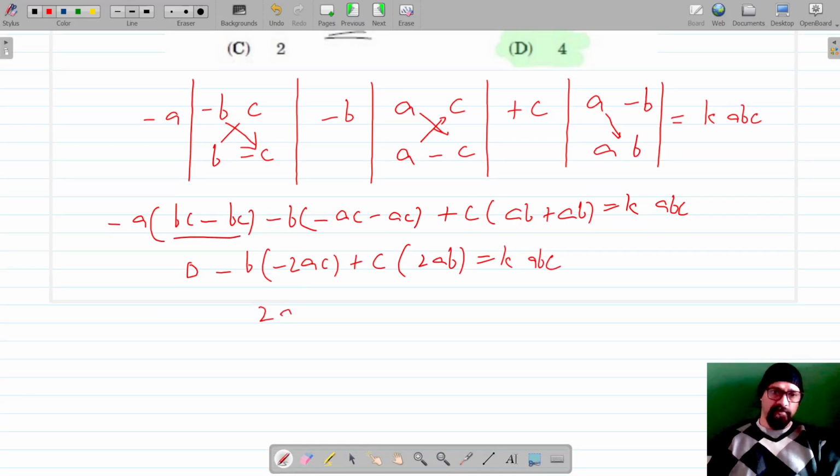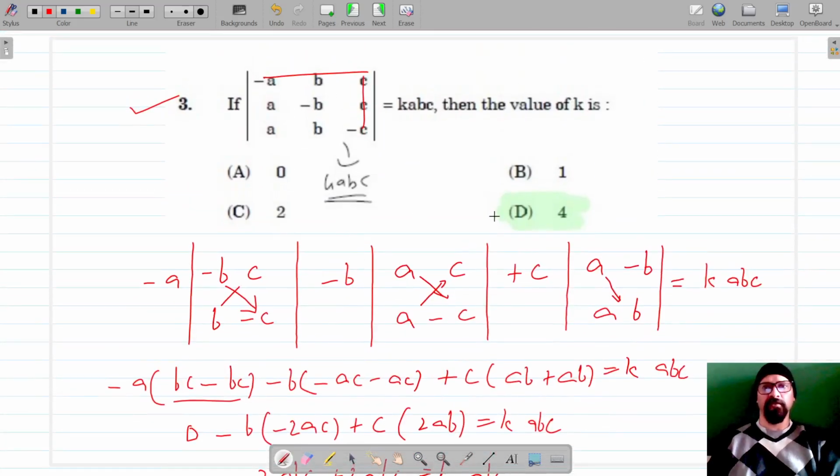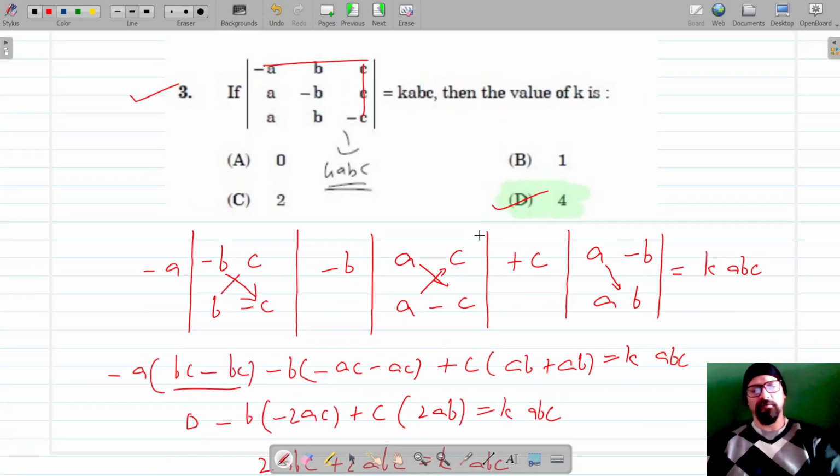So this is now 2abc plus 2abc is equal to k into abc, which is 4 times abc equal to k into abc. This gets cancelled, and the value of k is 4. So D is the correct answer. Moving on to the fourth one.